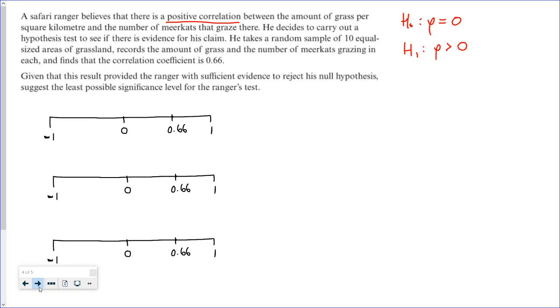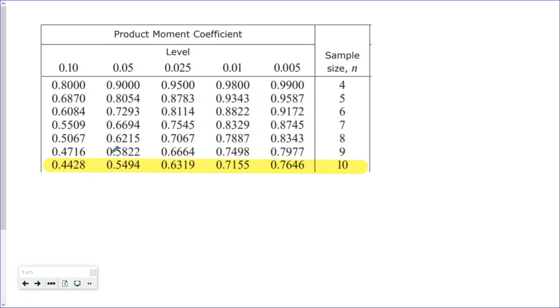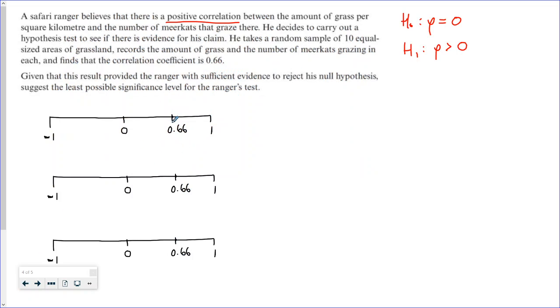So the way that we do that is we look at the tables and we look at sample size 10, and let's just look at a 10% significance level for now. So at the 10% significance level, this value here says that I would need R, our sample correlation coefficient, to be at least 0.4428 in order to reject H0. So let's put that on: 0.4428, and this is at the 10% significance level.